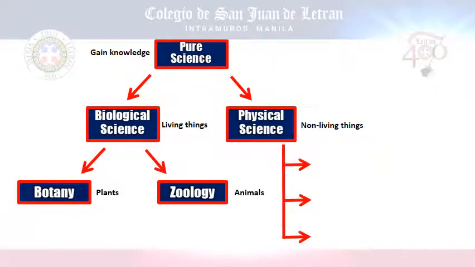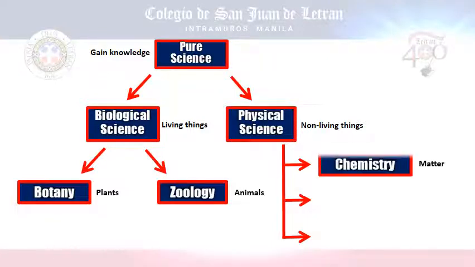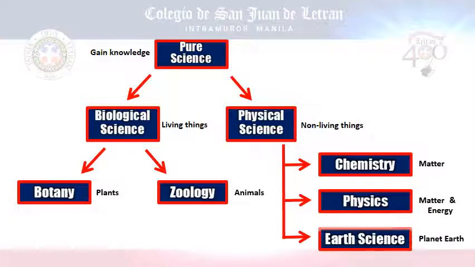When we talk about physical science, it has three major branches. What are those? Chemistry, physics, and earth science. Chemistry is the study of the properties, compositions, and structures of matter. Physics is the study of interaction between matter and energy. And lastly, earth science, which refers to the study of planet Earth, which includes geology, hydrology, meteorology, and astronomy.